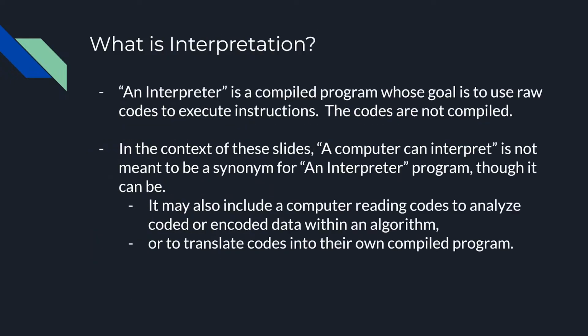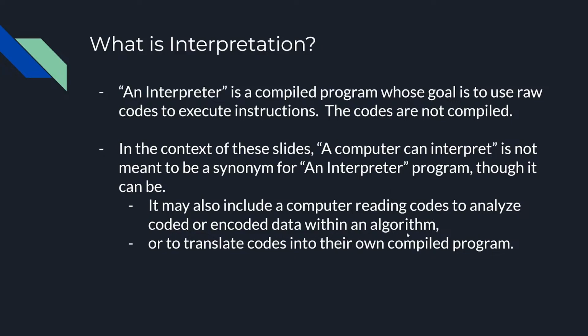So interpretation, I did say back on that last slide, codes are things that the computer can interpret. An interpreter is a compiled program, and the goal is to use the raw codes as instructions. So an interpreter, usually you don't compile the codes, but an interpreter takes those codes and uses them as instructions. I'm not talking about an interpreter when I say that a computer can interpret codes. It could be an interpreter, but I'm more so talking about that the computer can understand it.